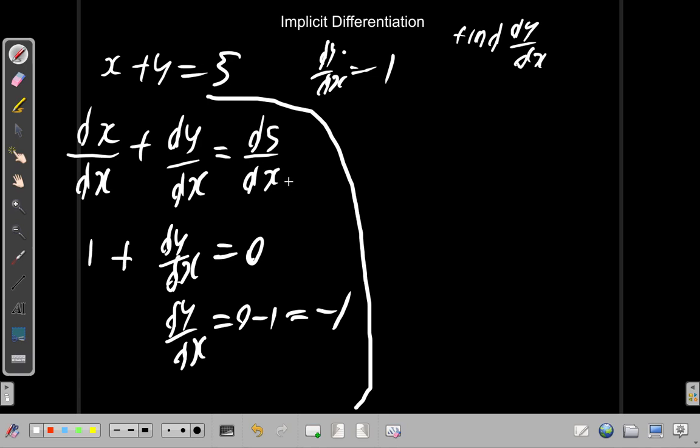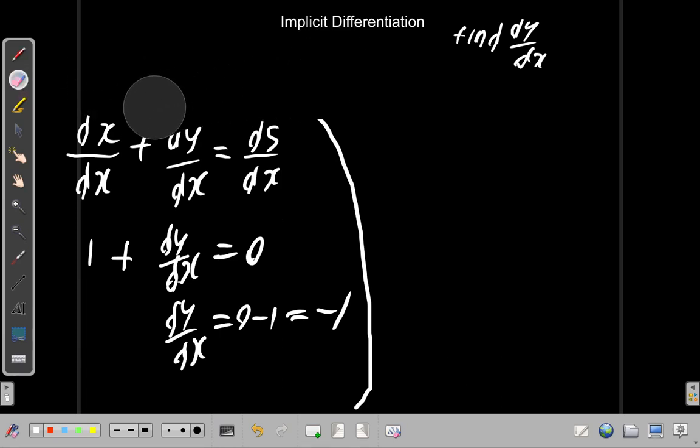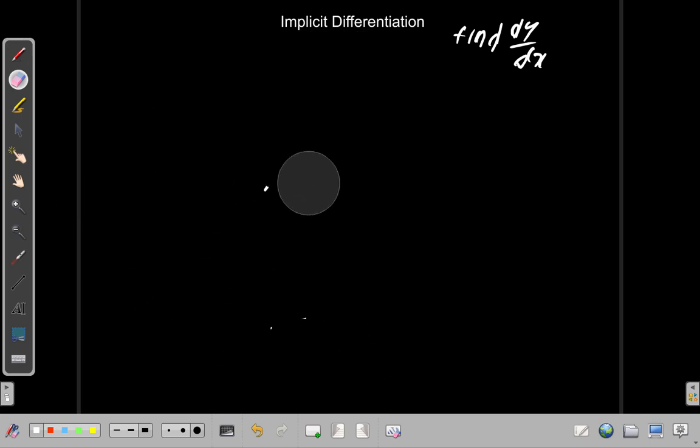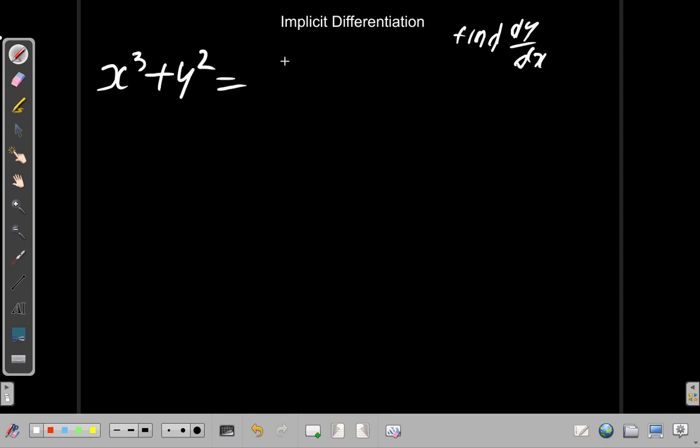We continue looking at implicit differentiation, and this was an example that we looked at in a previous video. Let's look at another example. Suppose you have a function that says x cubed plus y squared is equal to 7x to the 5th.